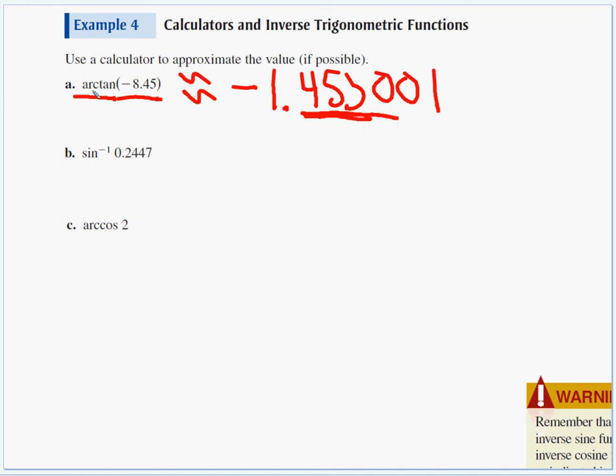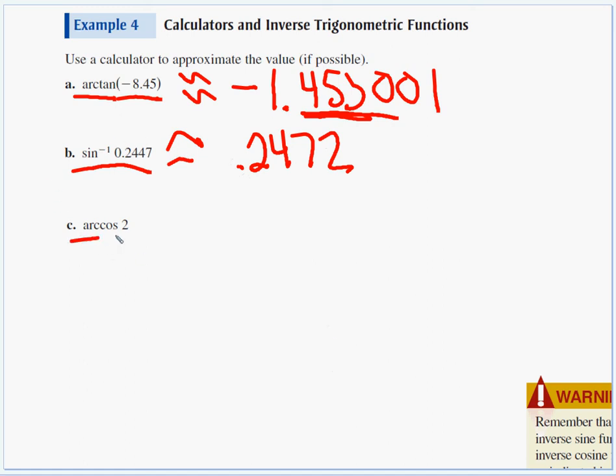All right, up next they changed from arc to inverse notation, but that's fine. Punch in 0.2447, second function, hit the sine key. Let's round this off, approximately 0.2472.